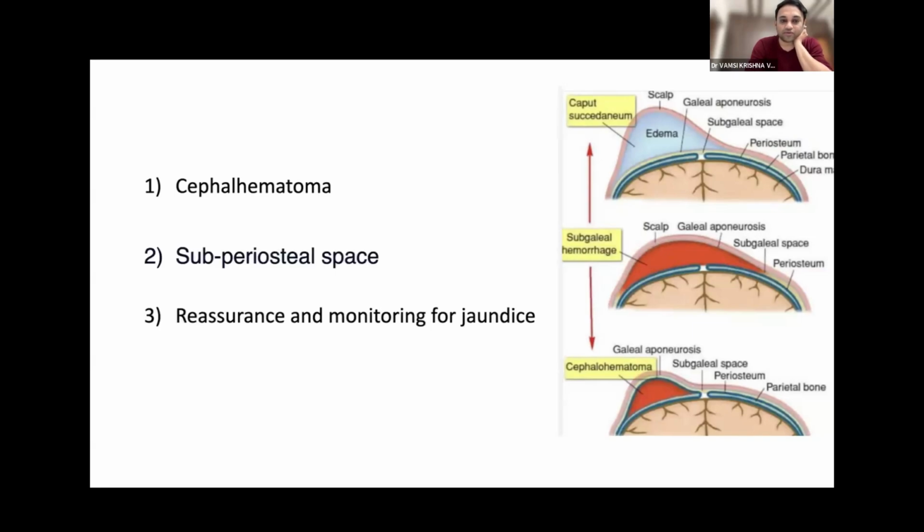And what do you want to do? You will reassure and monitor for jaundice, because, based upon the amount of blood accumulated in the extravascular space, the jaundice levels can shoot up. Usually the hemolysis in the extravascular space starts 48 to 72 hours after the collection. So the baby may not have jaundice on day one of life, but develops jaundice after 48 to 72 hours of life. So you need to reassure and monitor for jaundice in the baby.